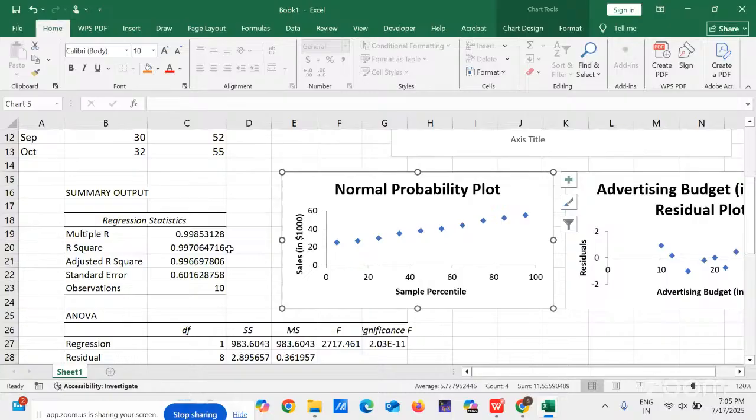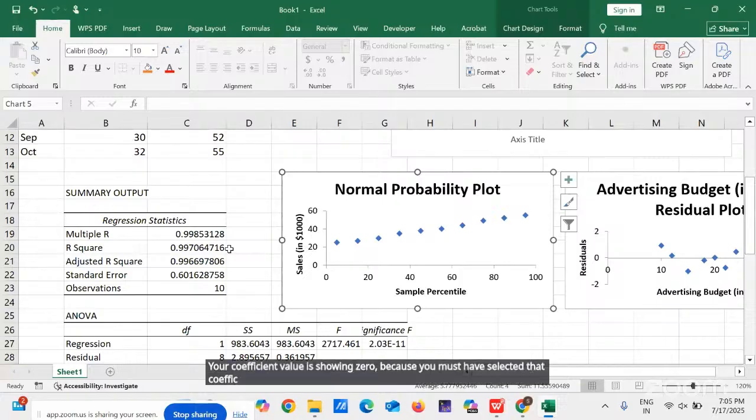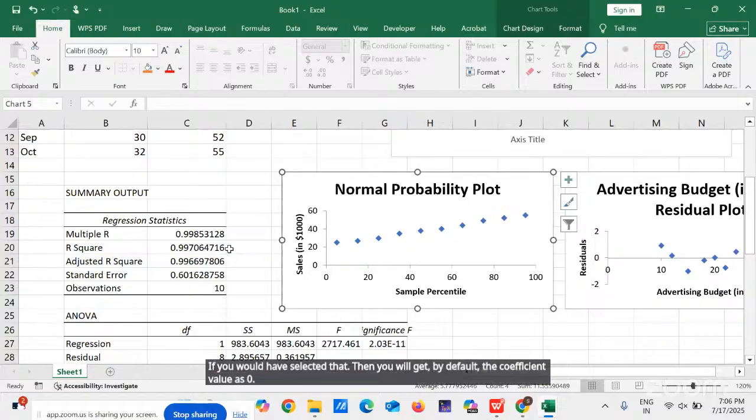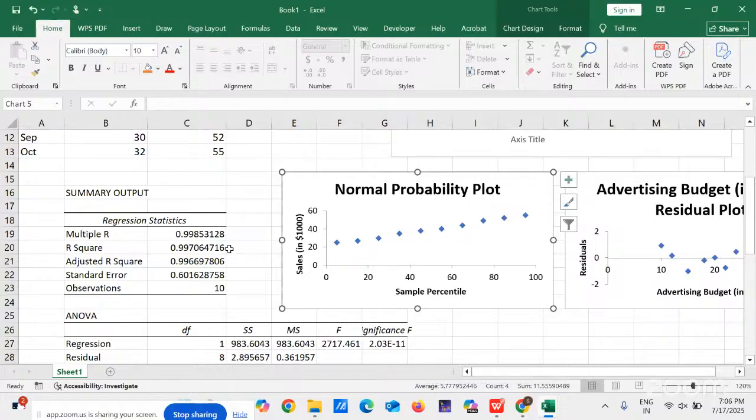Your coefficient value is showing 0 because you must have selected that coefficient value as considered to be 0 in the beginning. When I showed you the step of inputting the data, next to label, there was one option, constant is zero. So I told we have to not select that. If you would have selected that, then you will get by default the coefficient value as 0. Okay. So accordingly, you can make the change and once again perform and verify your answer.